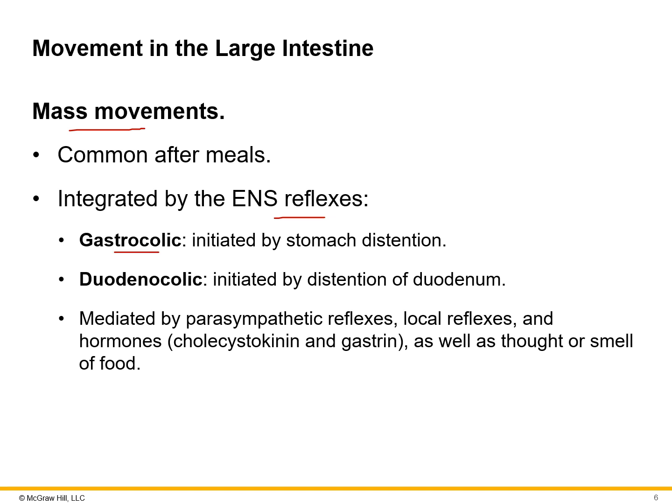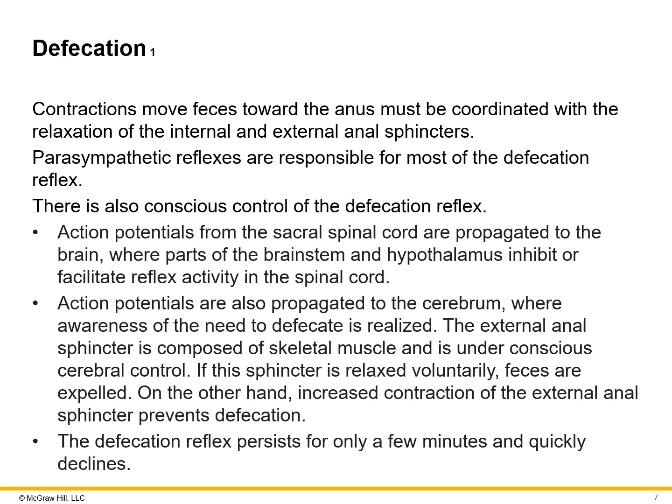So we have gastrocolic. This is initiated by stomach distension that's going to trigger these mass movements. And then the duodenocolic, which is distension of the duodenum, that's going to trigger these mass movements. Again, mediated by parasympathetic reflexes as well as local reflexes, and then some hormones, CCK and gastrin, as well as even the smell of food can trigger these mass movements.